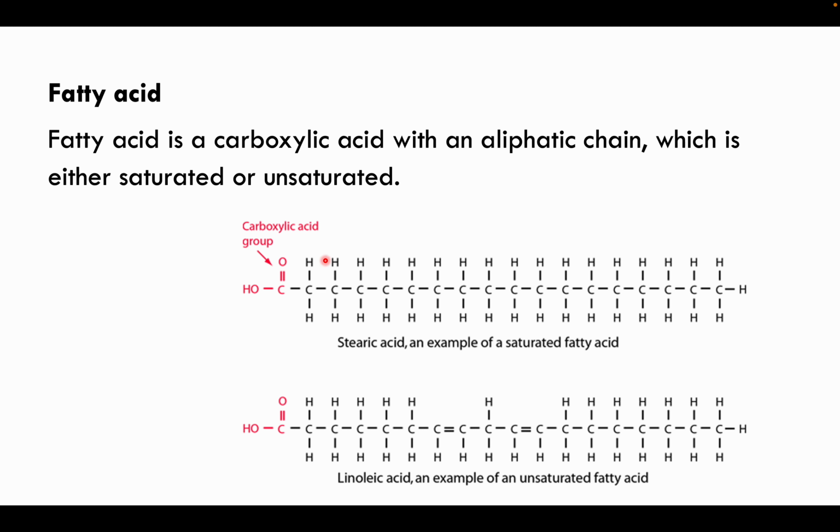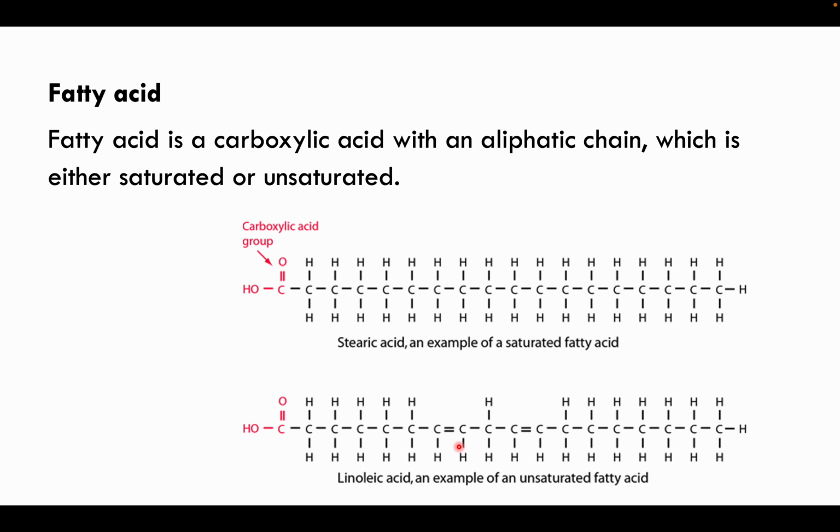It contains a carboxylic group, the COOH, with an aliphatic chain, which is a long carbon chain, which can be either saturated or unsaturated. So what does that mean? Saturated is when all the bonds of the carbon are used. Here you can see all four bonds are used and everything is single bonded.